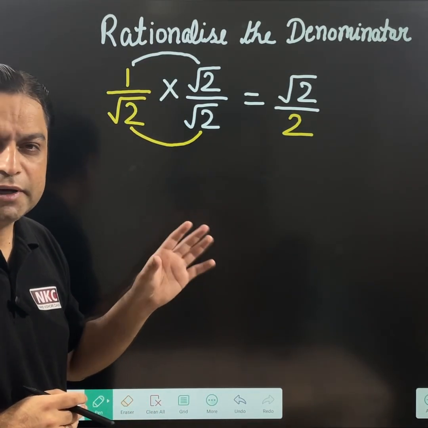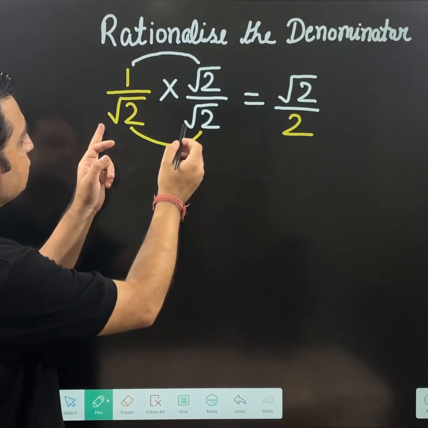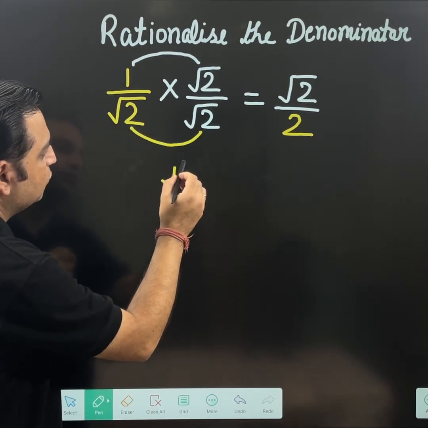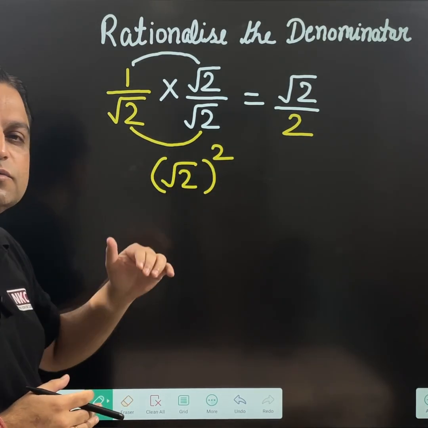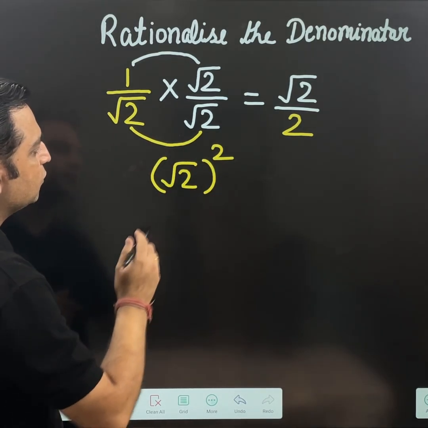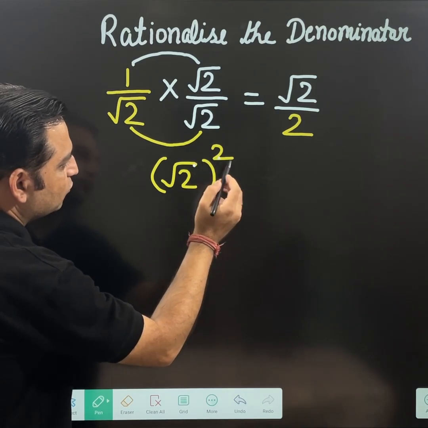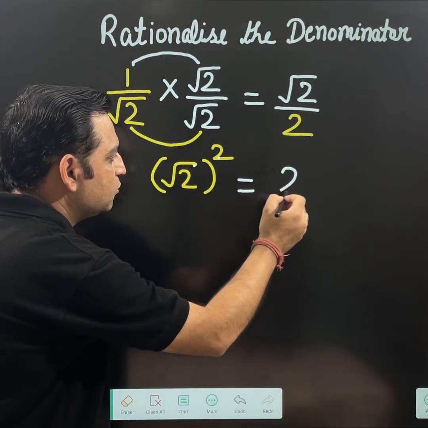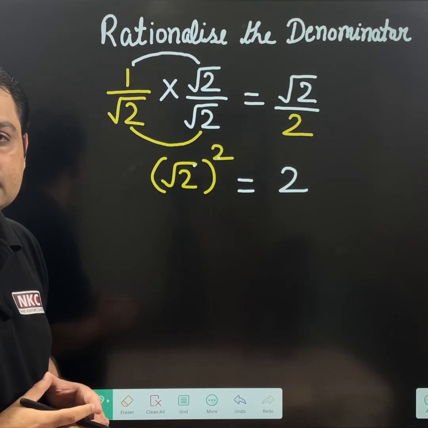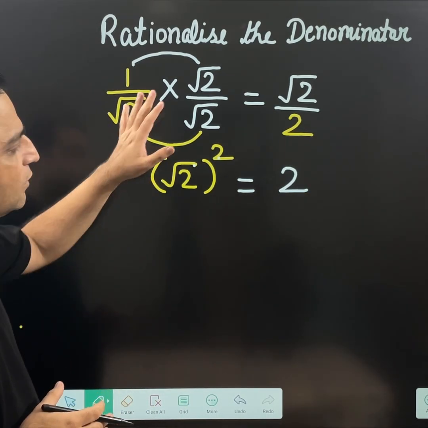Now, a few of you might get confused. It is just making a square, right? Square root of 2 multiplied with square root of 2 is square root of 2 squared. So, we know the concept. This square root and square both nullify their impact. You get only 2 as an answer. So do remember this concept, and this is very easy.